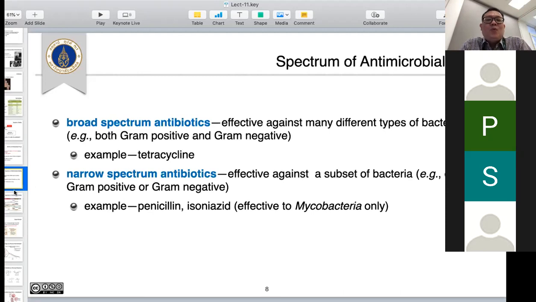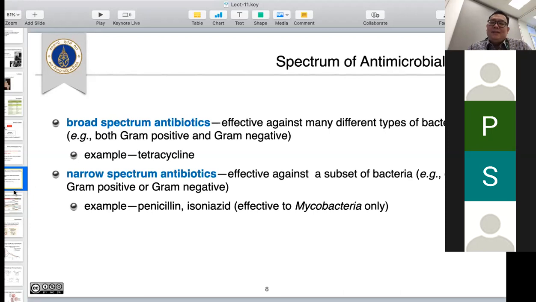Which one is better? Broad or narrow? Broad spectrum, because it can kill many types and species of bacteria. Right, it means it can kill many species of bacteria. But when you take a broad spectrum antibiotic, the good bacteria in your body also die. We need narrow spectrum, to kill the particular bacteria that we don't want.